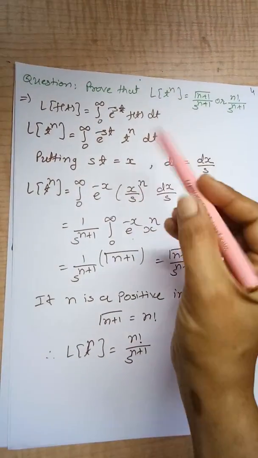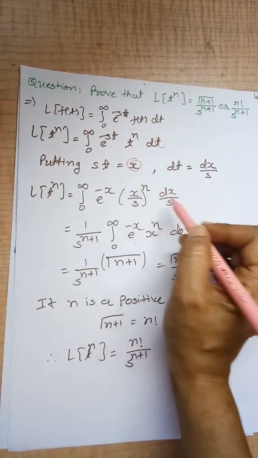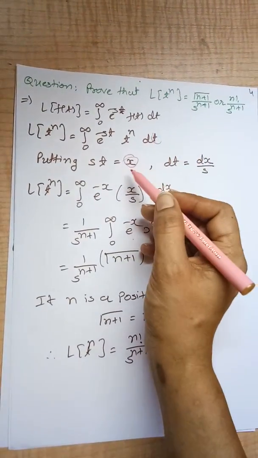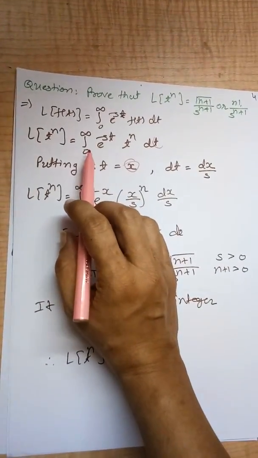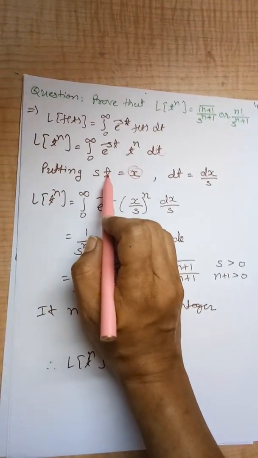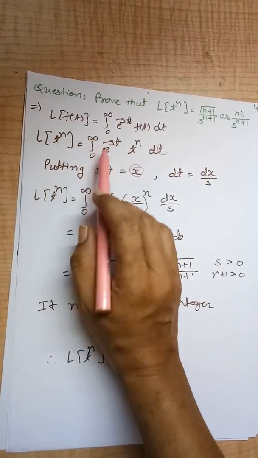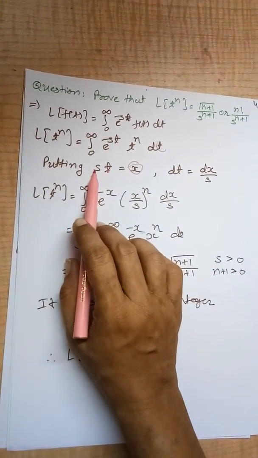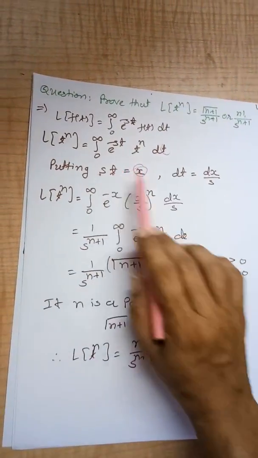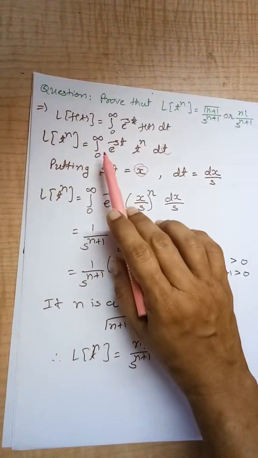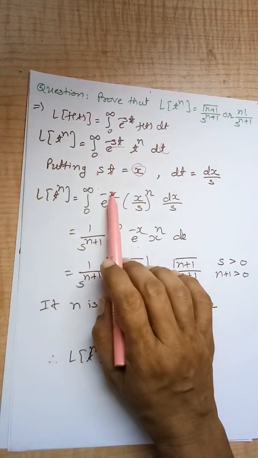Students, here we convert our variable t into the form of x. So we check what happens to the limits. If we put t equal to 0, 0 into anything is 0, so x is 0. If we put t equal to infinity, infinity into s is again infinity, so there is no change in the limits. So when we apply this parameter, the limits are the same, 0 to infinity, and e raised to minus st is e raised to minus x.